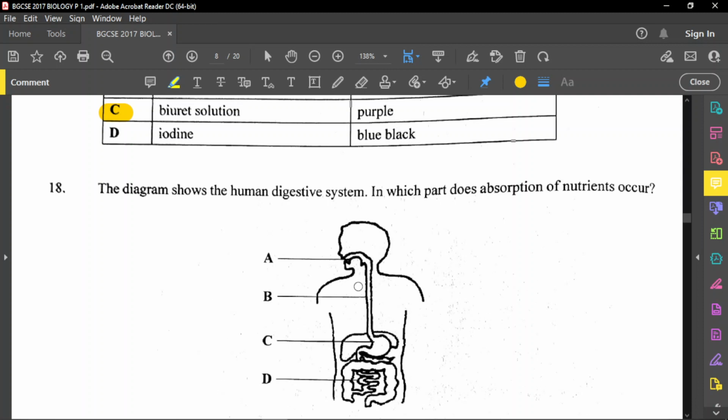Now 18. The diagram shows the human digestive system. In which part does absorption of nutrients take place? Absorption of nutrients takes place in the small intestine. So we're going to just shade D.